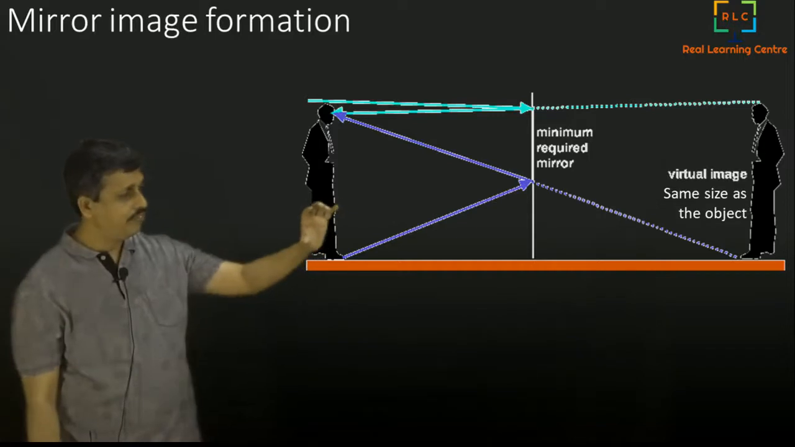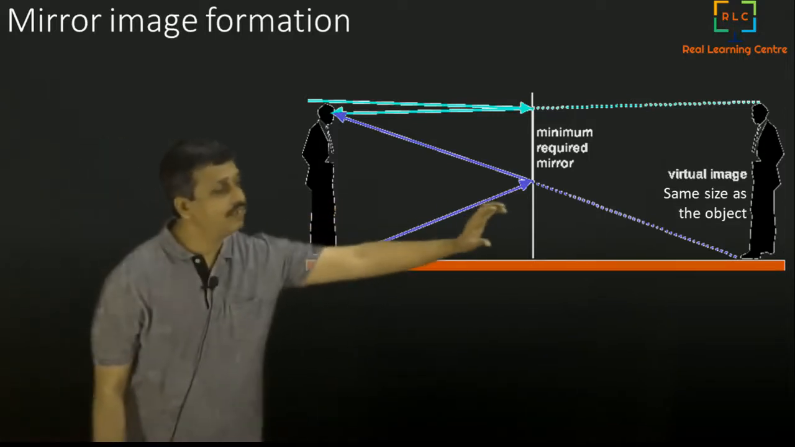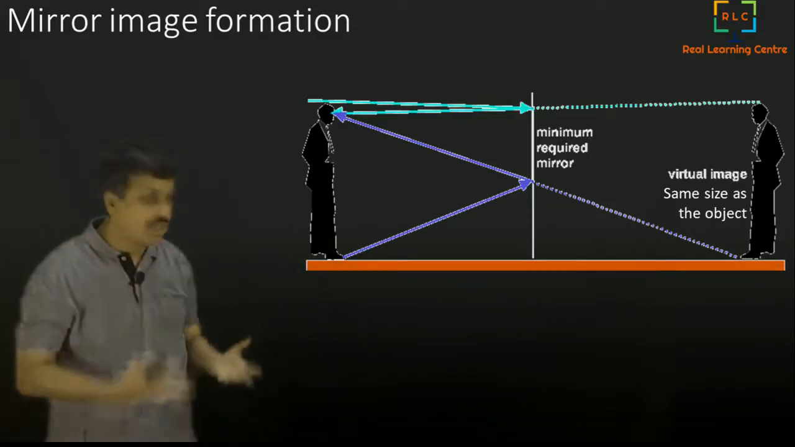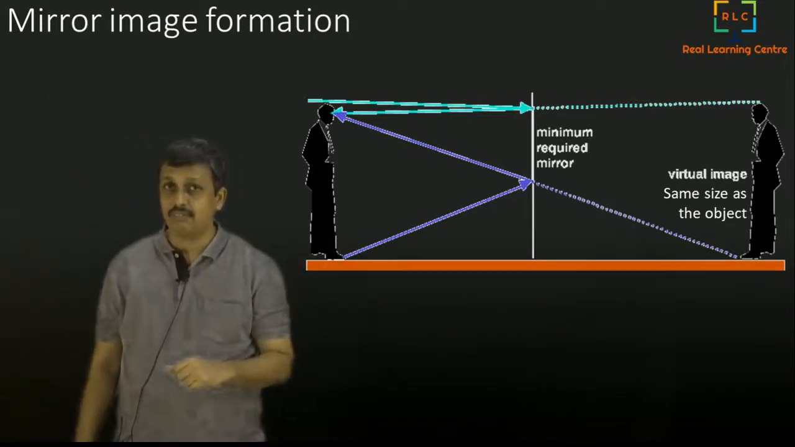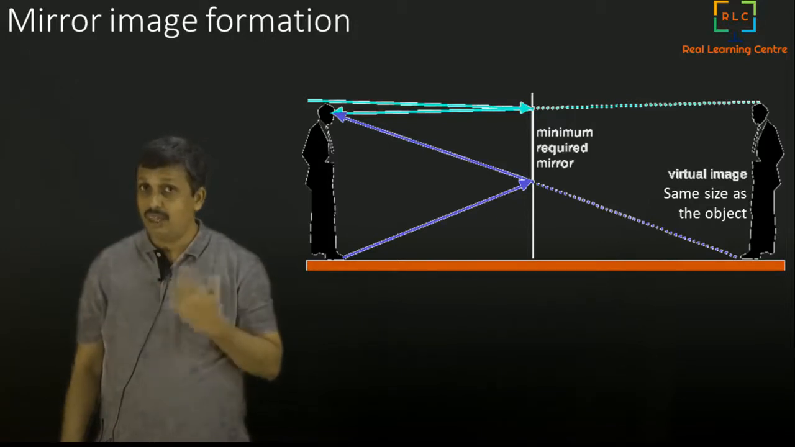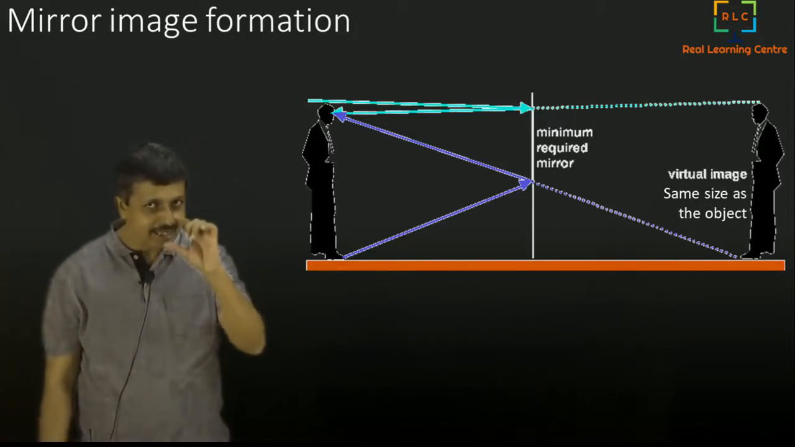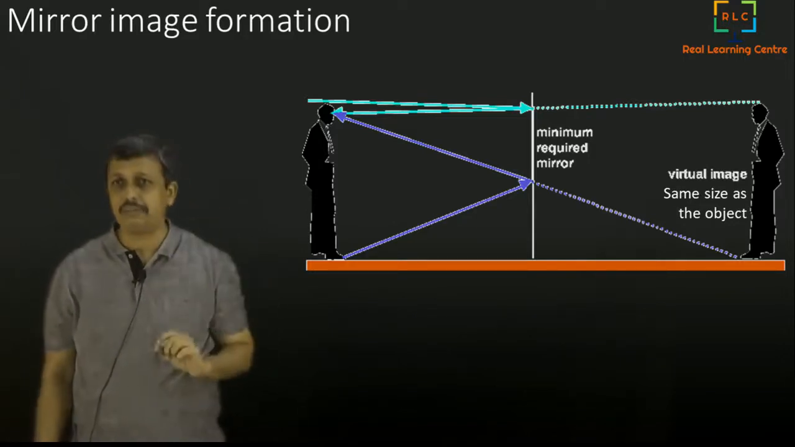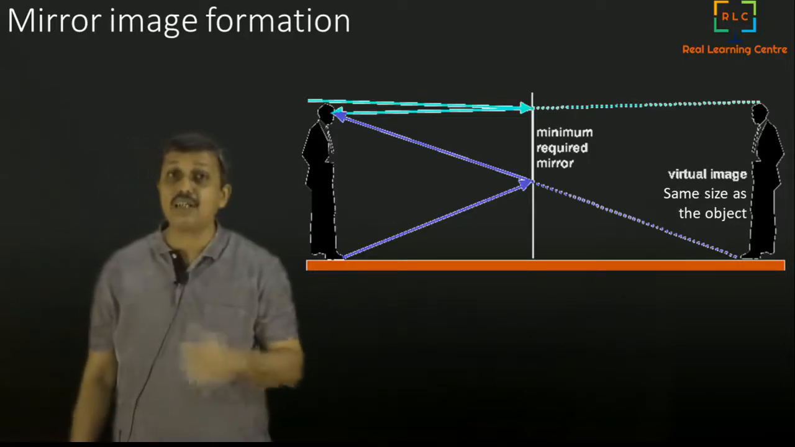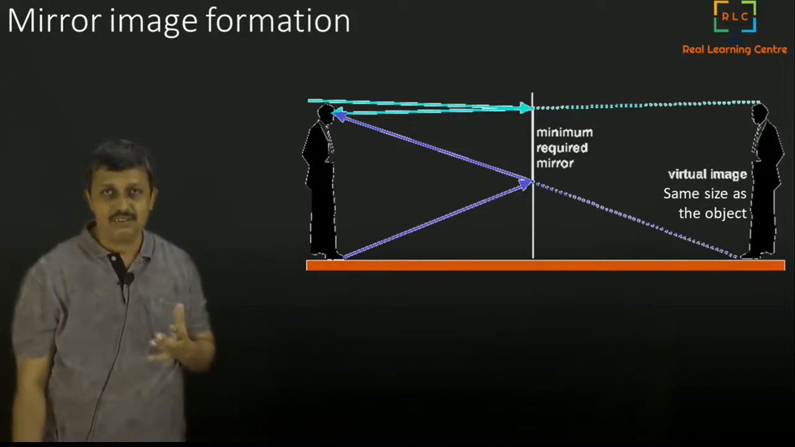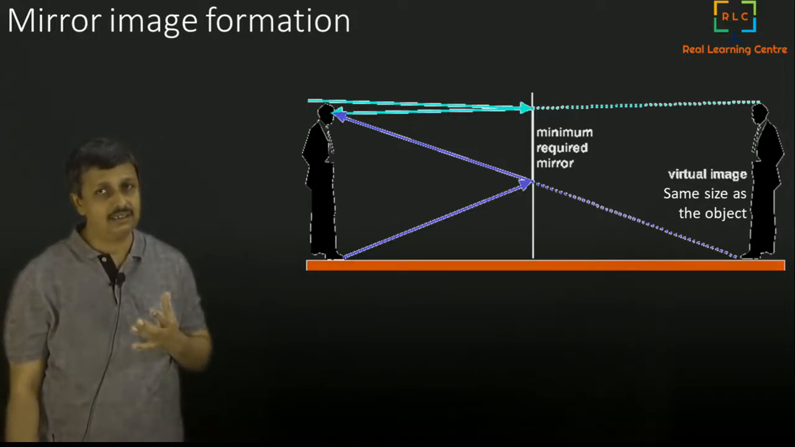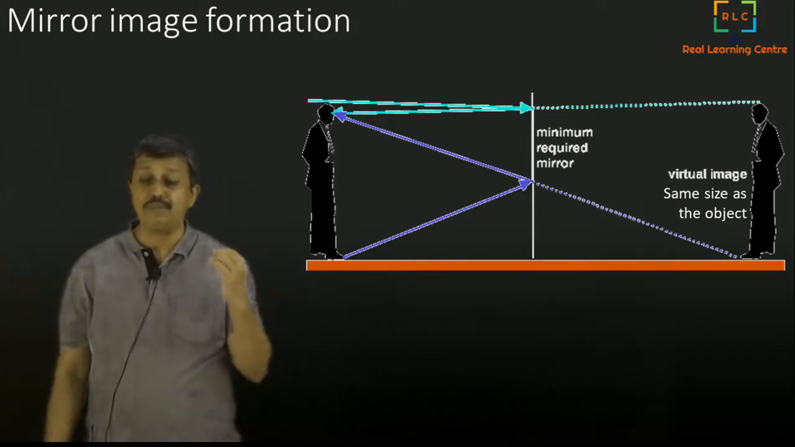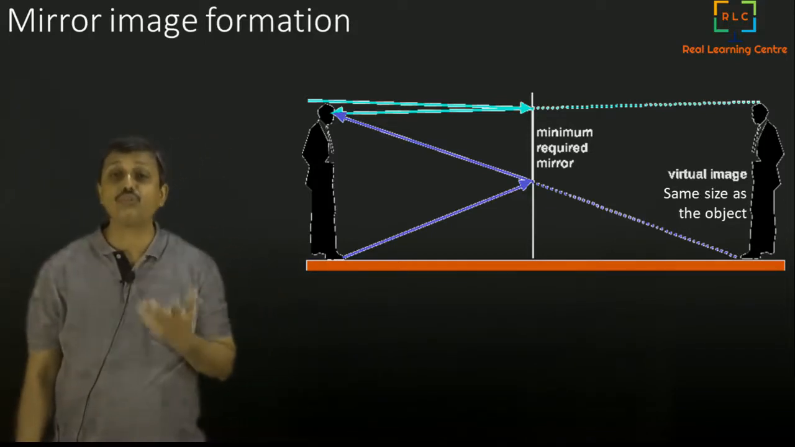Actually, if you take a mirror and take it farther and farther from you, do you think you can see a bigger portion of yourself in the mirror? Try it out. You will not be able to see. You can only see some amount of portion of your body in a smaller mirror. So you have to increase the size of the mirror to see yourself fully. So what is the minimum size of the mirror in which we can see ourselves fully?